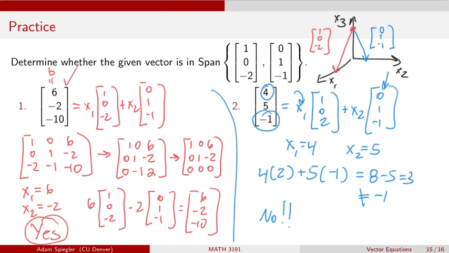And what I get when I think about the span of these two vectors is actually any vector that happens to sit in the plane spanned by these two vectors. And this plane extends out indefinitely in both directions. So the span of these two vectors is going to be a plane in R3. So a two-dimensional space embedded in R3.